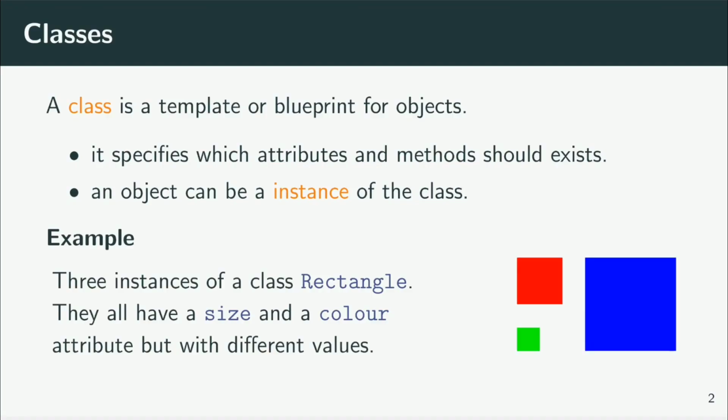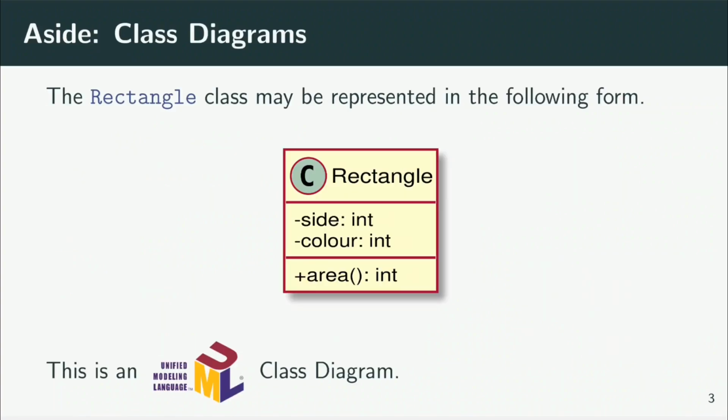Here's an example. Here are 3 instances of class rectangle. They all have a size and a color attribute, but the actual values of these attributes differ across these 3 instances. It's very common to describe classes in this form as rectangles with 3 sub-rectangles. And this is in fact a standard modeling tool that's called the UML Class Diagram. So whenever you're looking at a box like this with 3 boxes, it's a UML class diagram representing the class.